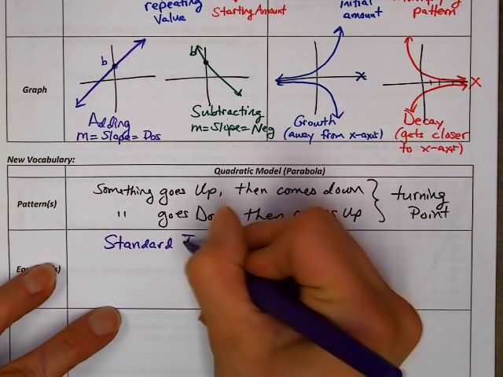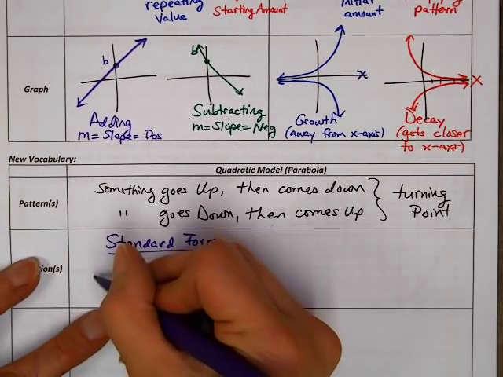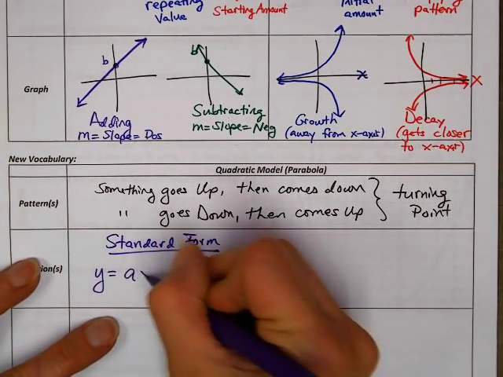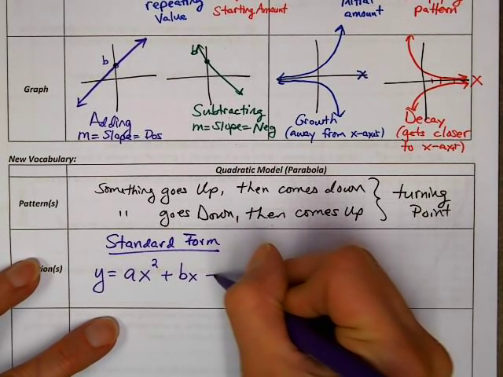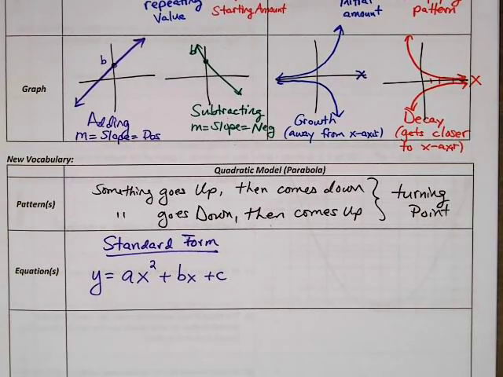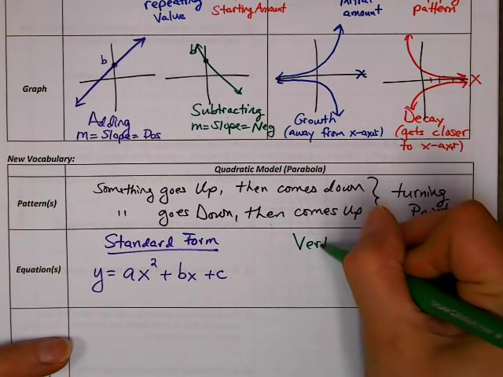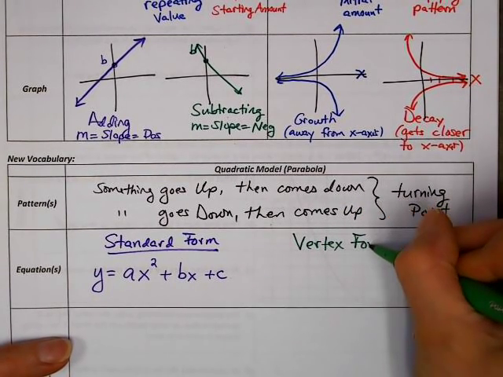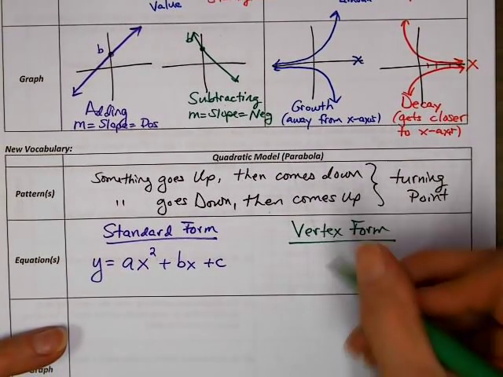And they both have their uses. Okay, standard form is going to look kind of familiar to you. It's y equals ax squared plus bx plus c. Okay, we've done lots of work with that. The other form is vertex form. Vertex form is going to seem a little different, but it's very useful for when you're graphing.